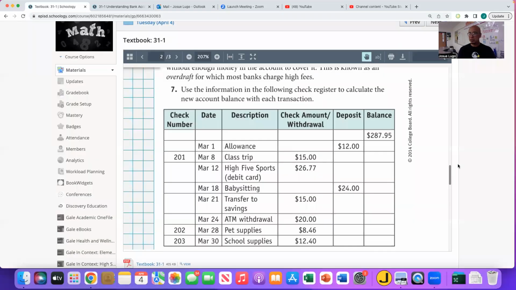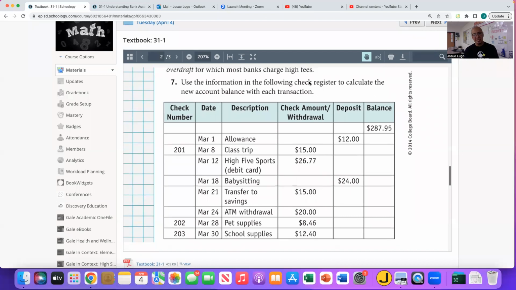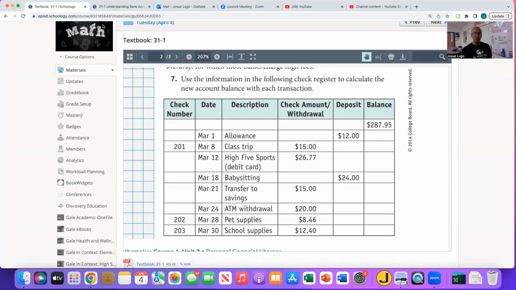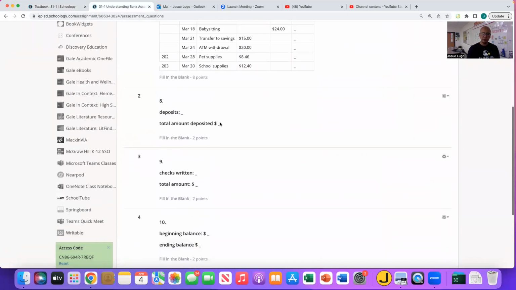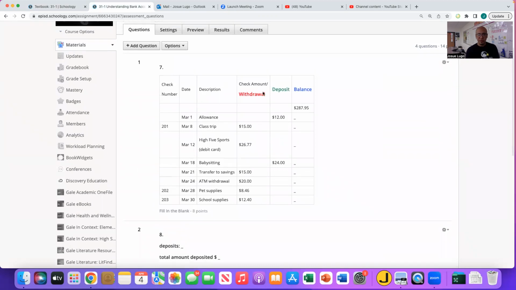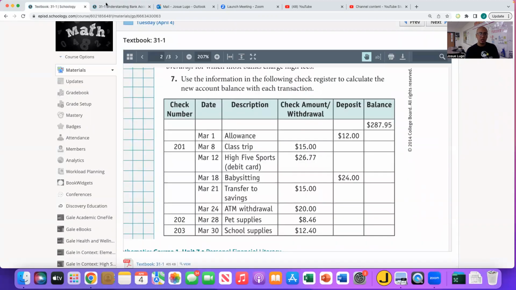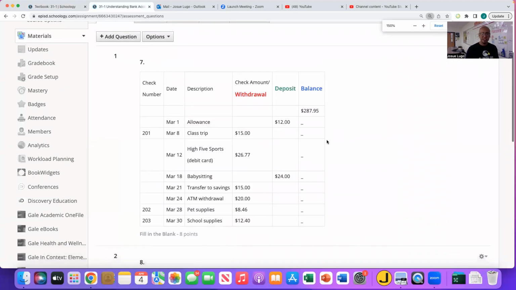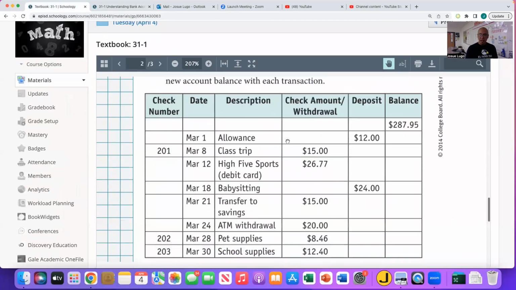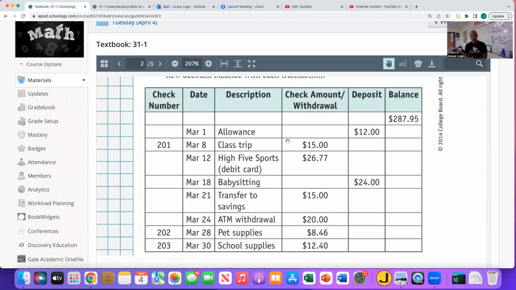In fact, if you go into your textbook, and feel free to pause this video as you do so, you can see in number 7 is the only one that we need to do in our assignment today. Well, not the only one, but the first one that we need to do. If you open up your textbook and your Schoology submission, you will find this table. At first glance, this may seem like a lot. Like, what is going on here? It may seem confusing, but it's actually quite simple.